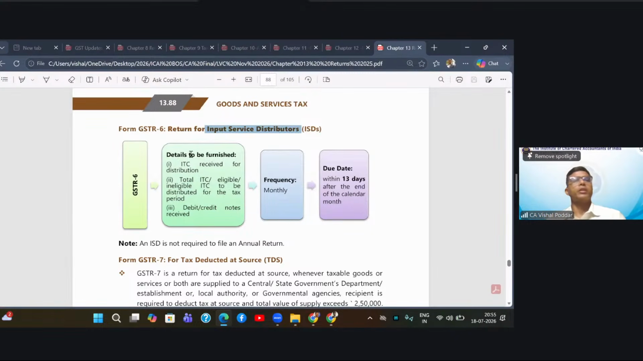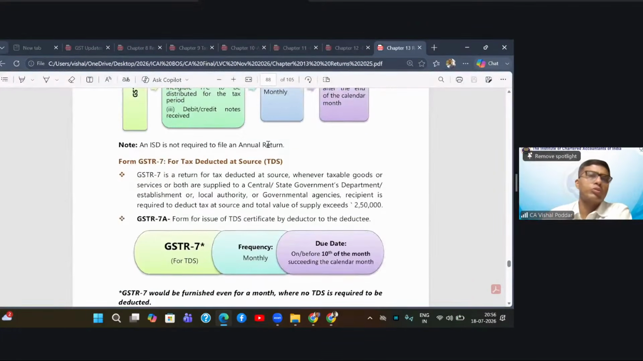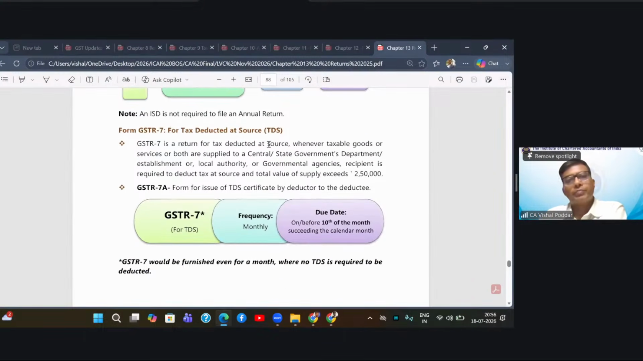So in GSTR 6, what details will be recorded? First is the ITC received for distribution, total ITC, eligible ITC, ineligible ITC, which it can distribute for that period, and also the details of debit notes and credit notes received. They have to file this return monthly. By when? By the 13th of the end of that month. Again, ISD is also not required to file any annual return.